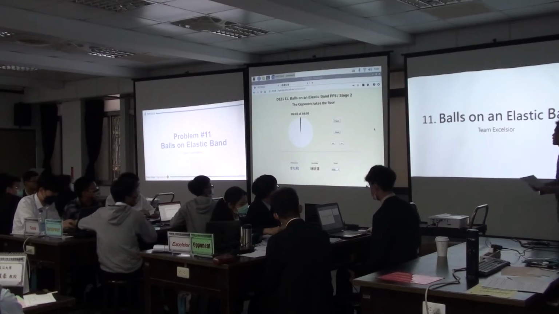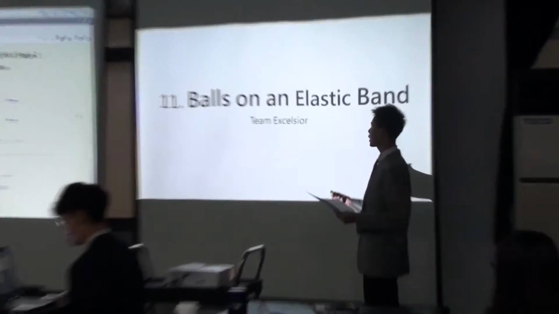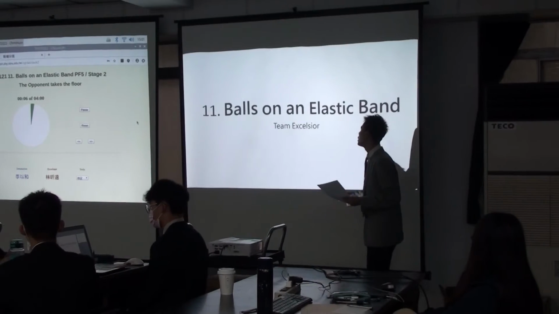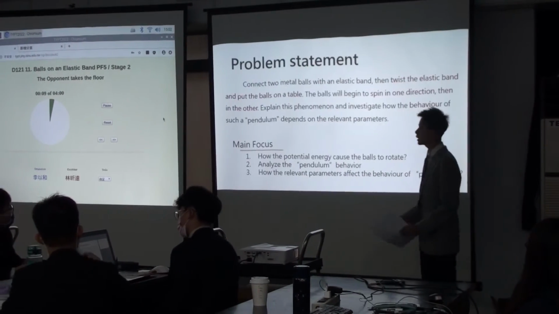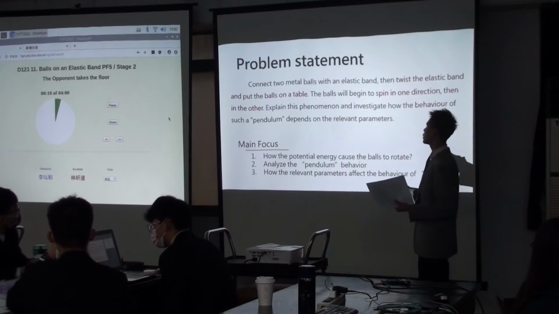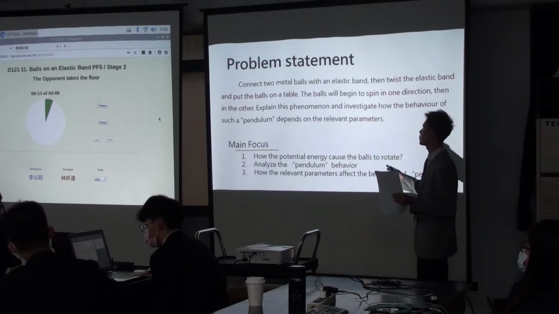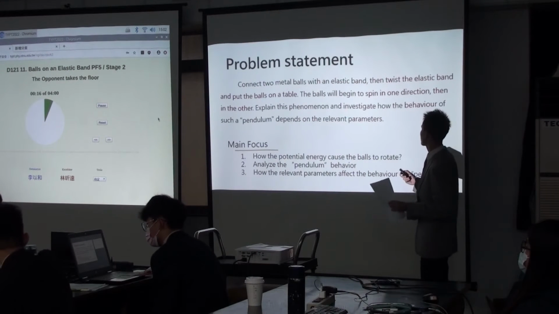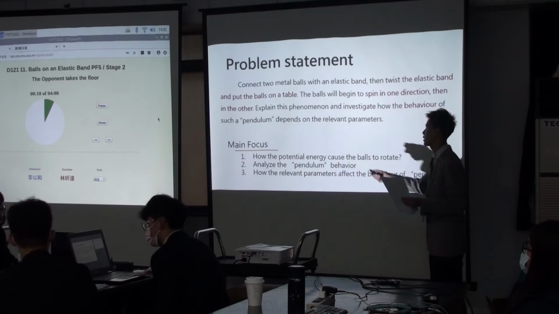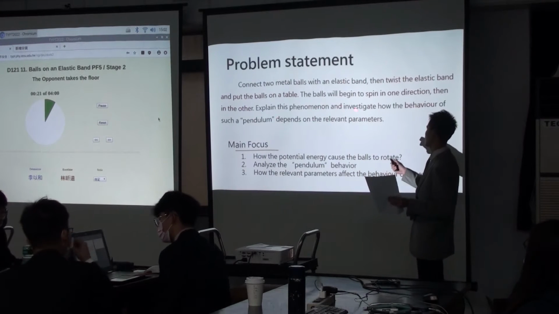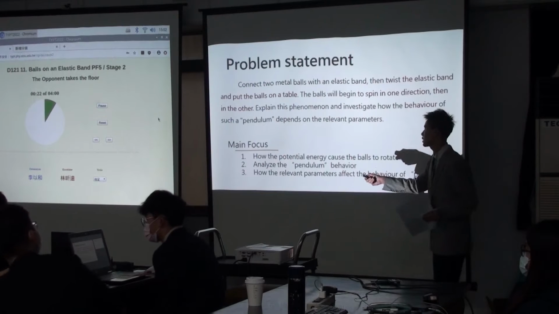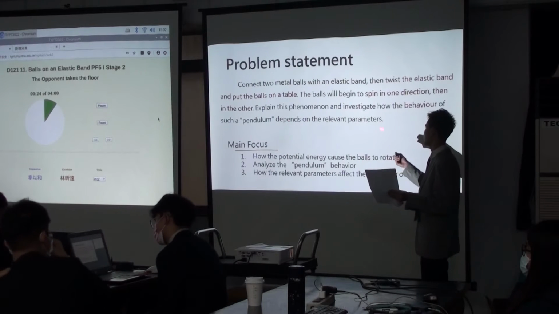I'm from Team Excelsior. Today what I'm going to oppose is problem number 11, balls on an elastic band. Here's the problem statement. Connect two bending balls with an elastic band, then twist the elastic band and put the balls on the table. The balls will begin to spin in one direction and then in the other. Explain the phenomenon and investigate how the behavior of such a pendulum depends on the relevant parameters.